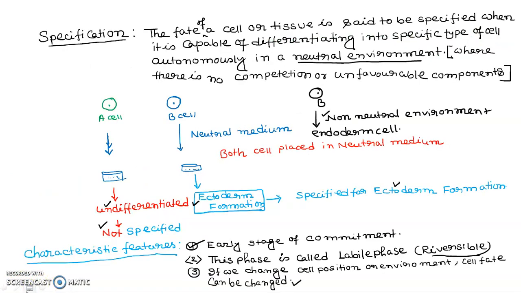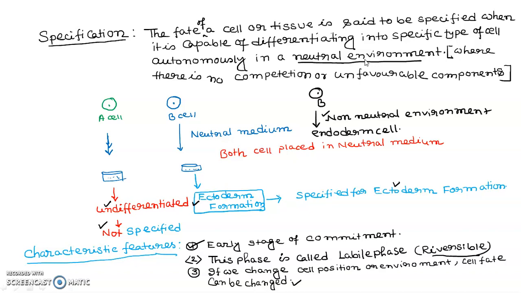What is specification? The fate of a cell or tissue is said to be specified when it is capable of differentiating into a specific type of cell autonomously in a neutral environment where there is no competition or unfavorable components. That's called specification. In specification, it is always a neutral environment. Neutral environment means there is no competition and no unfavorable situation.